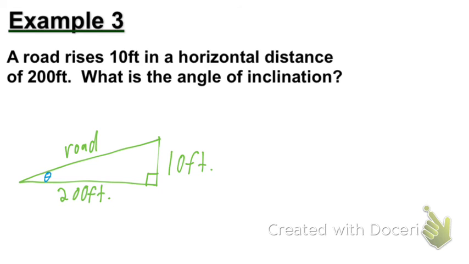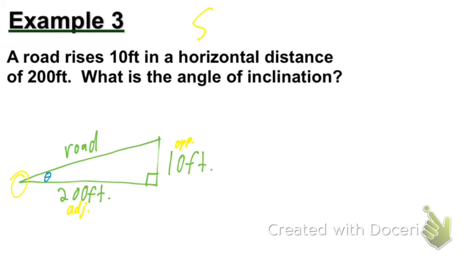So in reference to that angle, what sides are we given? We're given 10 and then 200. Which sides are those? 10 is which? Opposite. 200 is adjacent.